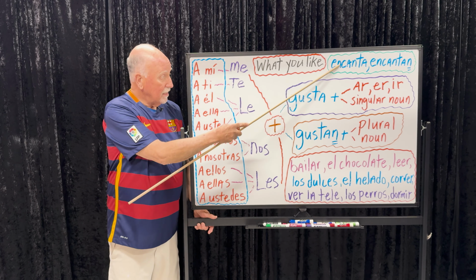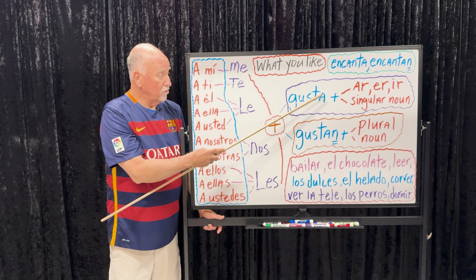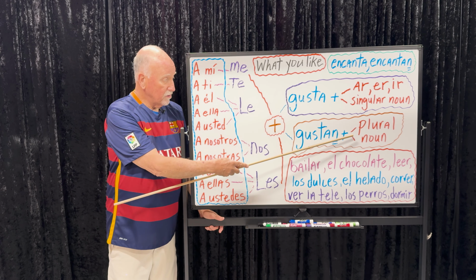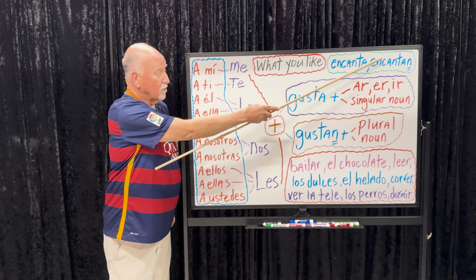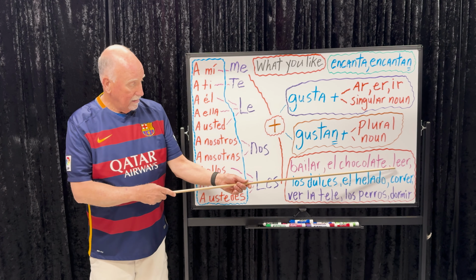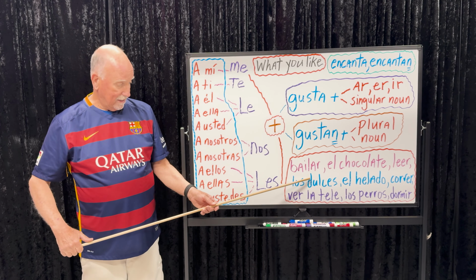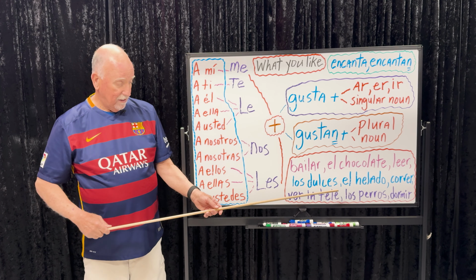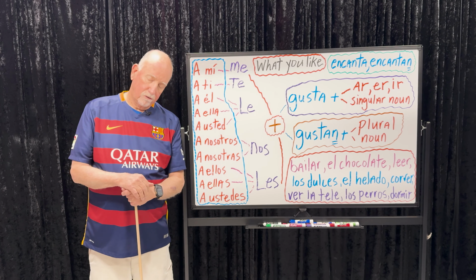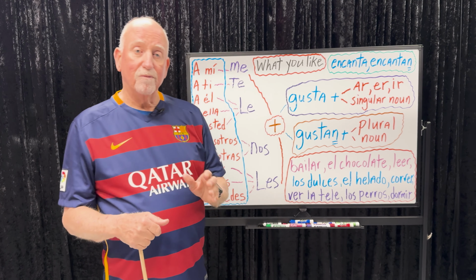And you're going to use encanta or gusta if you're saying you love or like to do something, or you love or like a singular object. But if you love or like a plural object, you're going to go with gustan or encantan. And finally, bailar, dance, chocolate, chocolate, leer, read, correr, run, helado, ice cream, los dulces, candy, ver la tele, watch TV, los perros, dogs, dormir. Okay, that's it.